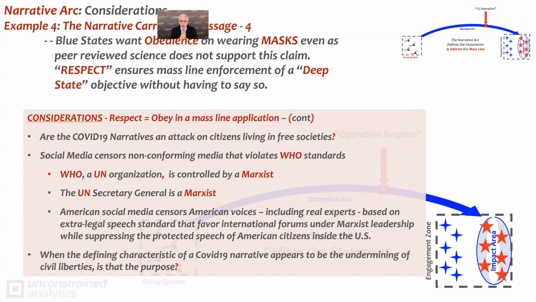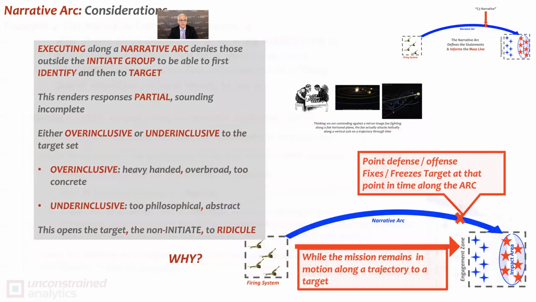When the defining characteristic of a COVID-19 narrative appears to be undermining civil liberties, when that seems to be the dominant effect, shouldn't that be assessed as the purpose? And so long as someone can make the argument, they don't even have to win the argument, but credibly make the argument, shouldn't we be allowed to expect the people who are sitting in our Congress, judges who have the duty to make decisions along that rule of law arc that the Constitution exists to uphold? So let's finish up these considerations. Executing along a narrative arc denies those outside the initiate group the ability to first identify and then target what's happening.